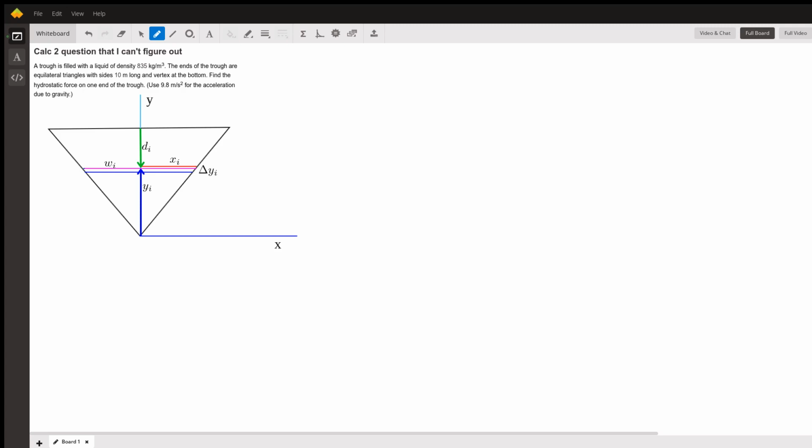I forgot to put in the particular measurements here. So here's kind of a picture of it. It turns out that this length is 10.